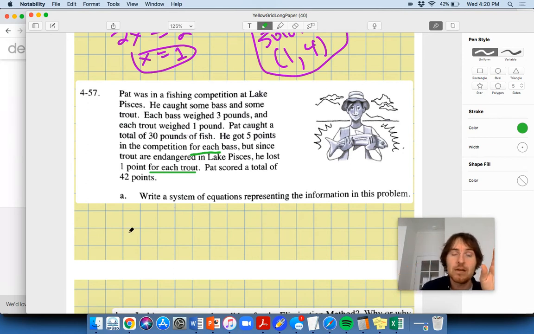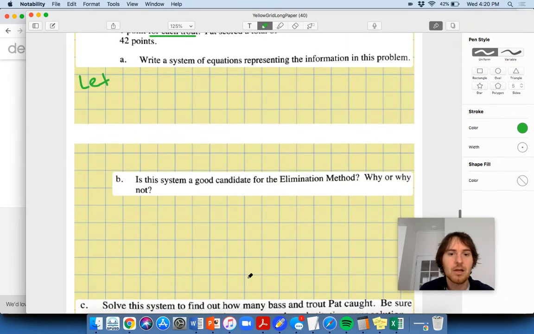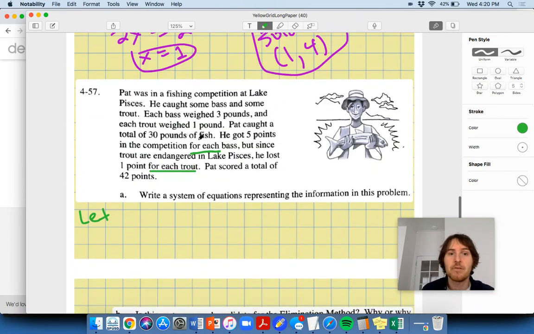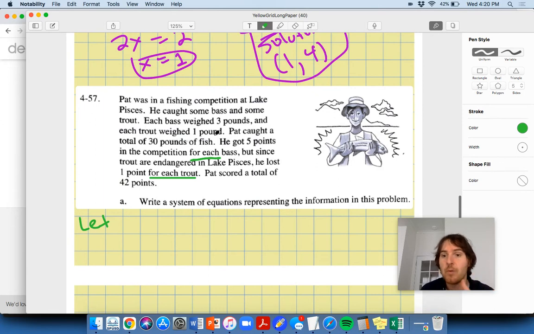So maybe we need to write our let statement. So let's write our let statement right now. So let, and we don't know what's going on. Maybe we get to answer a question later: solve the system, find out how many bass and trout Pat caught. So that must be our variables, right? We don't know how many bass he caught. We don't know how many trout he caught. It could be 1. It could be 100. It's an unknown. So maybe that's how we're defining our variables here. He caught some bass, caught some trout. We don't know how many.